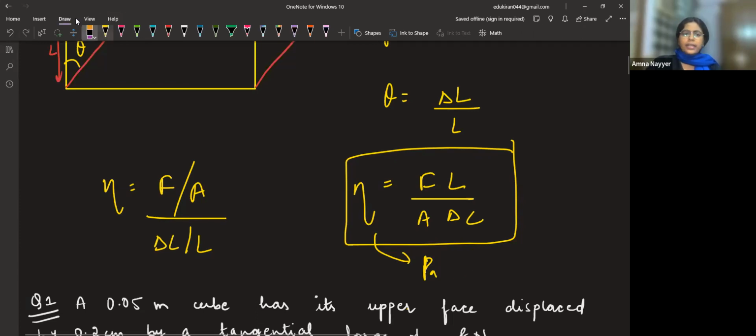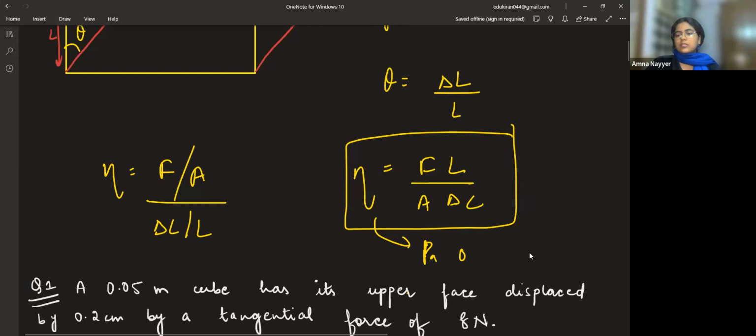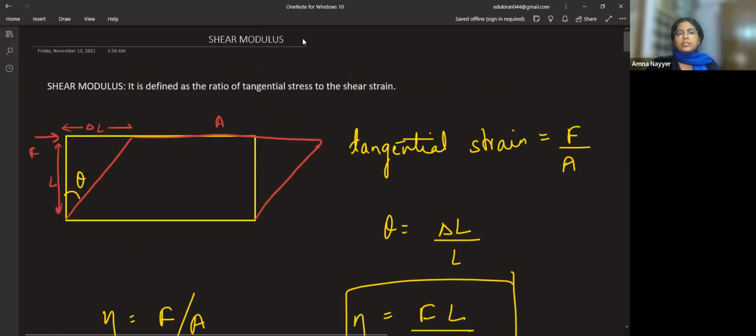Write it quickly, then we'll see a question. Today we'll complete this lesson so that from the next class we'll start straight away with fluids. So fluids will be going here, thermal is already going there, then waves and oscillations will be left.